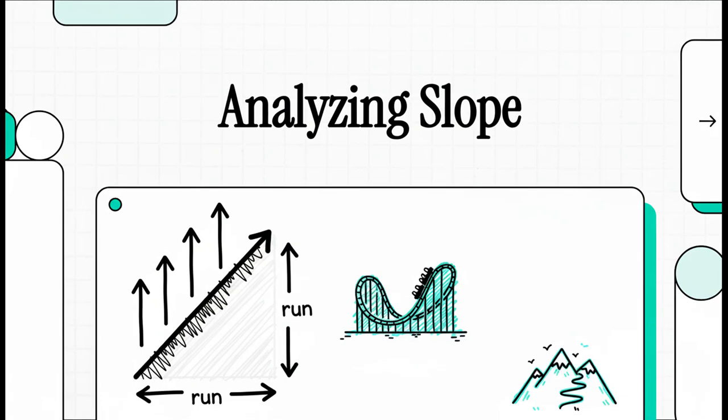Have you ever looked at a line on a graph and just seen a line? Well, today we're going to look a little deeper. We're going to uncover the story that's hidden inside every single line and every curve. It's a story all about its steepness, or, as we call it, its slope.